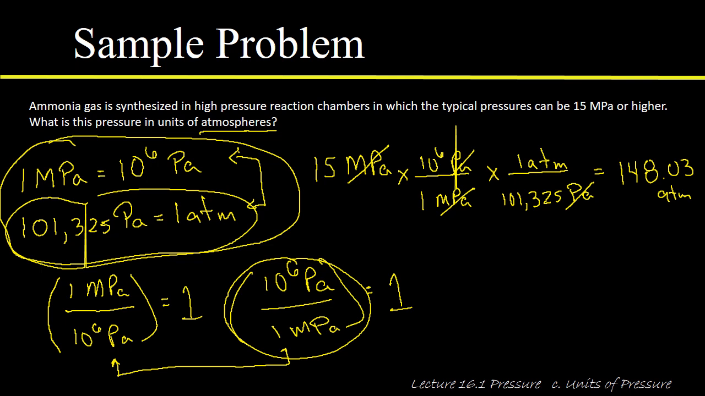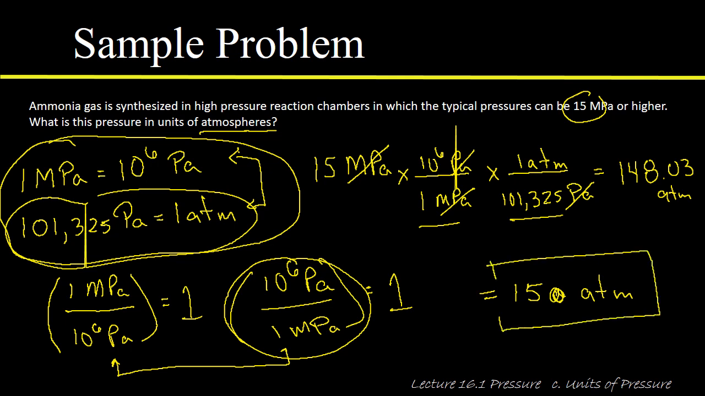We go back and look at our significant figures. The information given to us had 2 significant figures in it. Both of these are definitions, so they have, in principle, an infinite number of significant figures. So we should round our final answer to 2 sig figs. So our final answer would be 150 atmospheres.